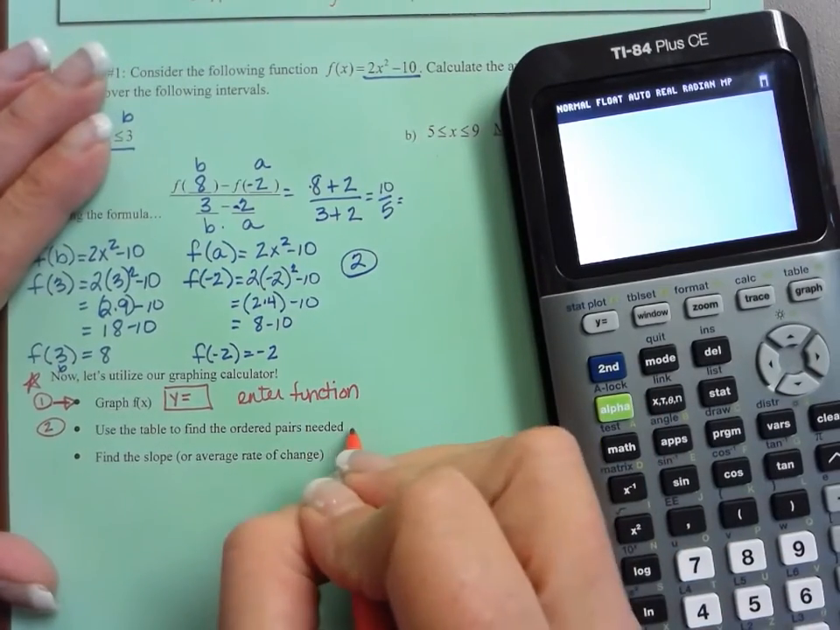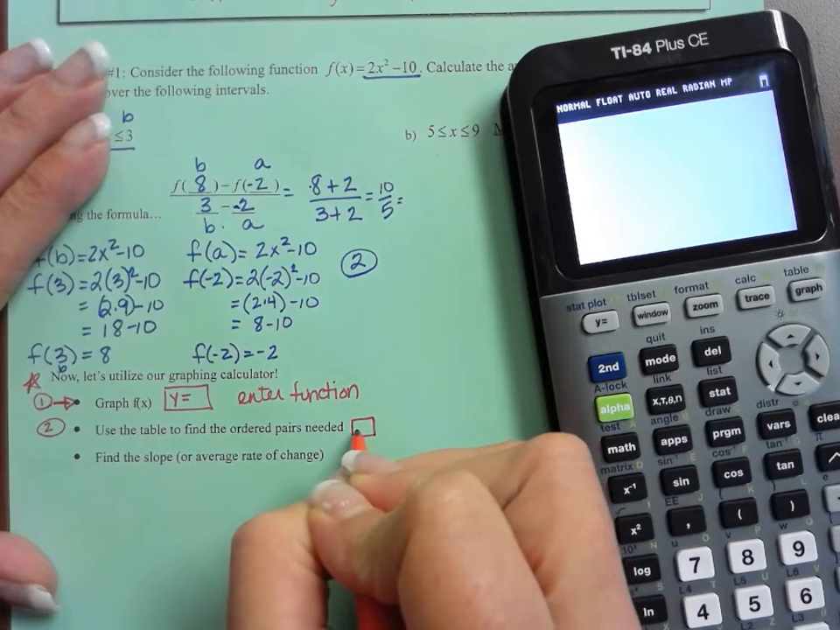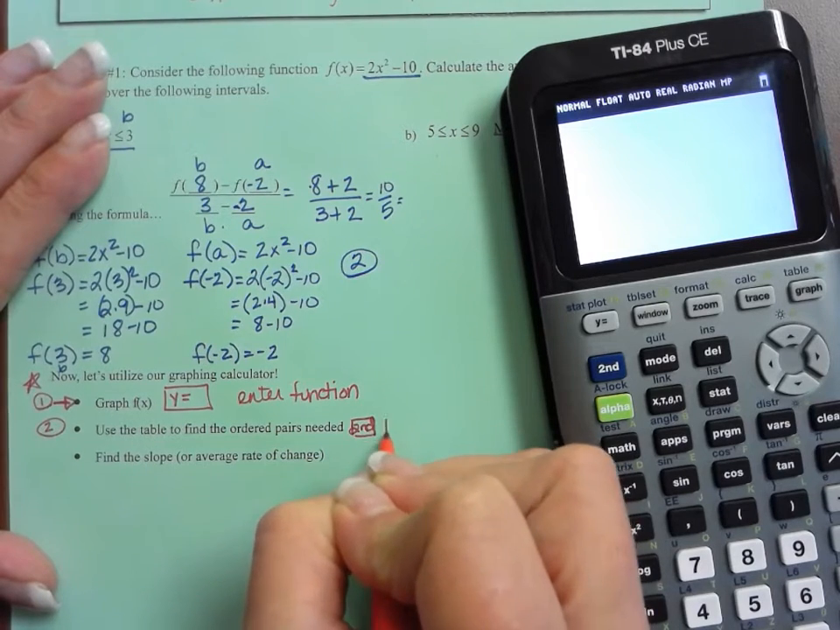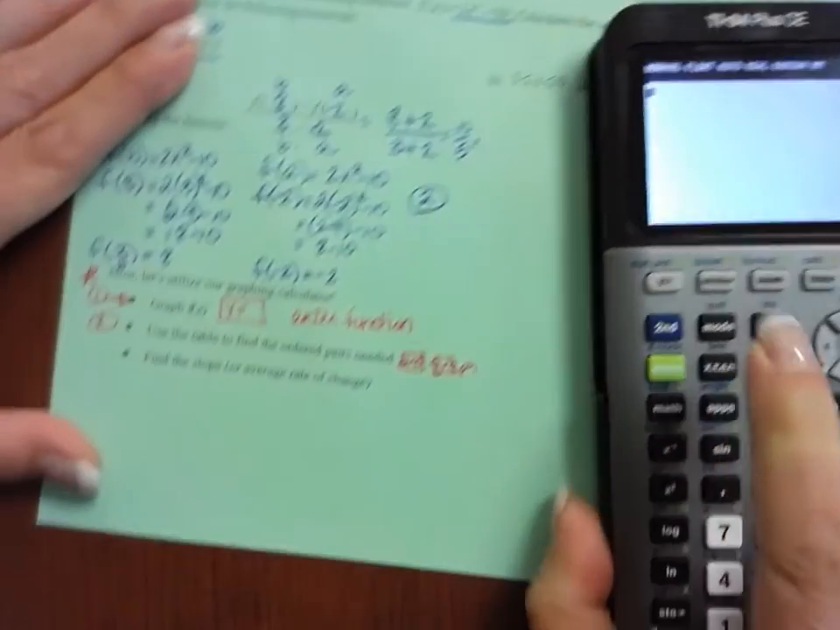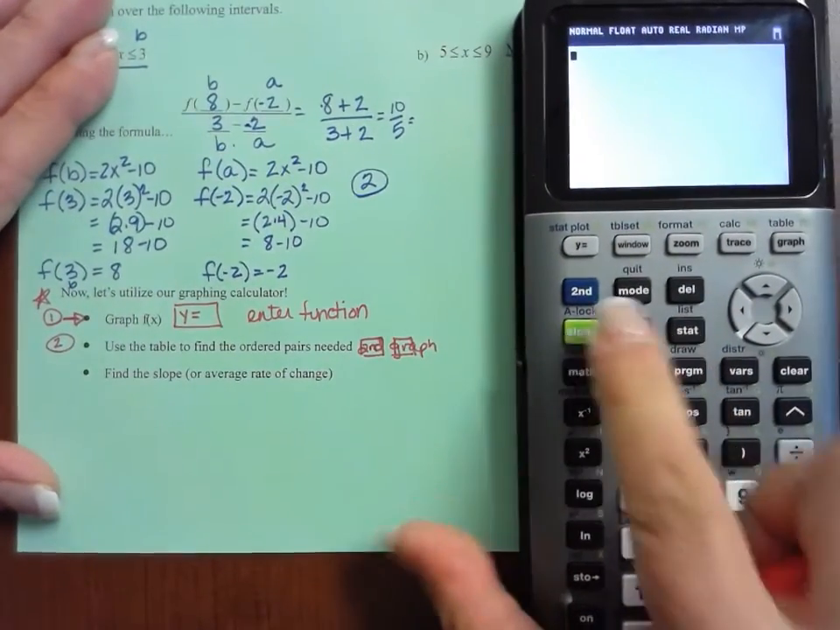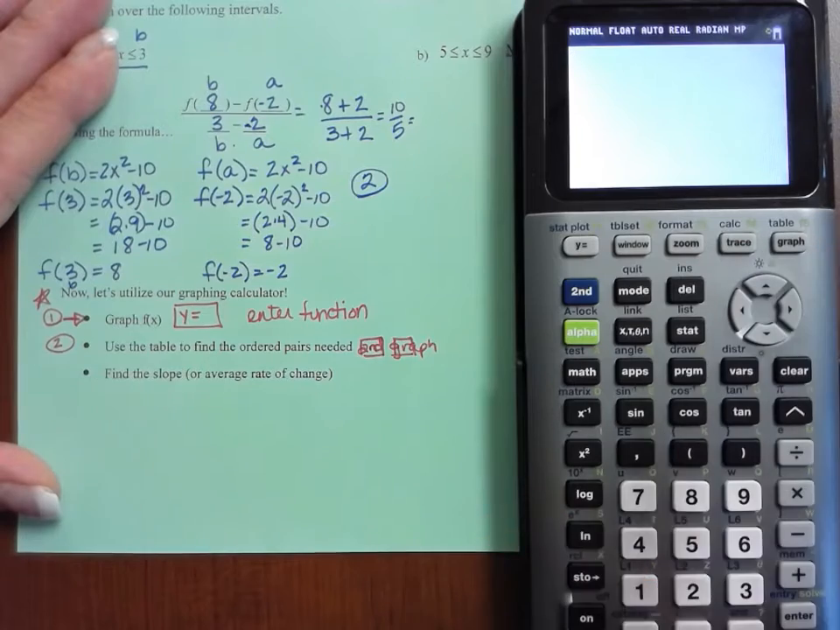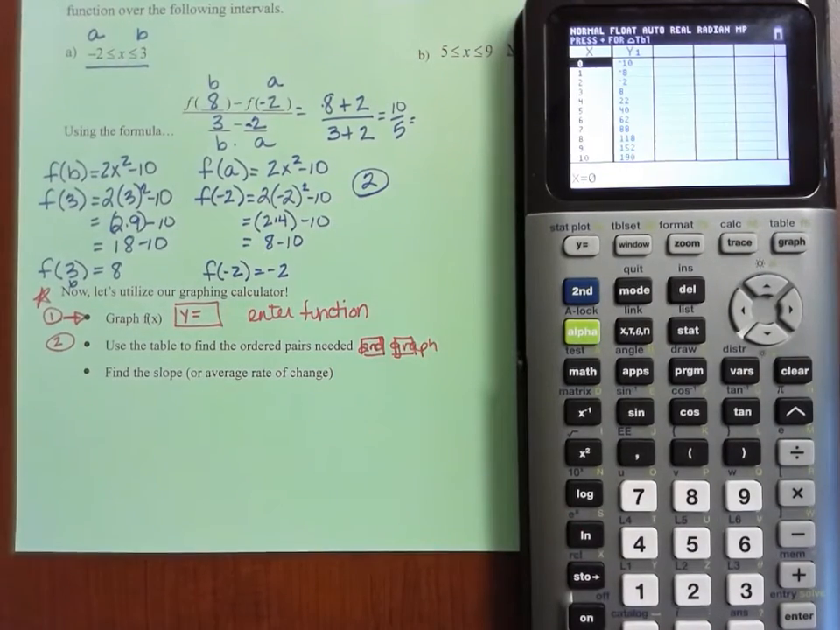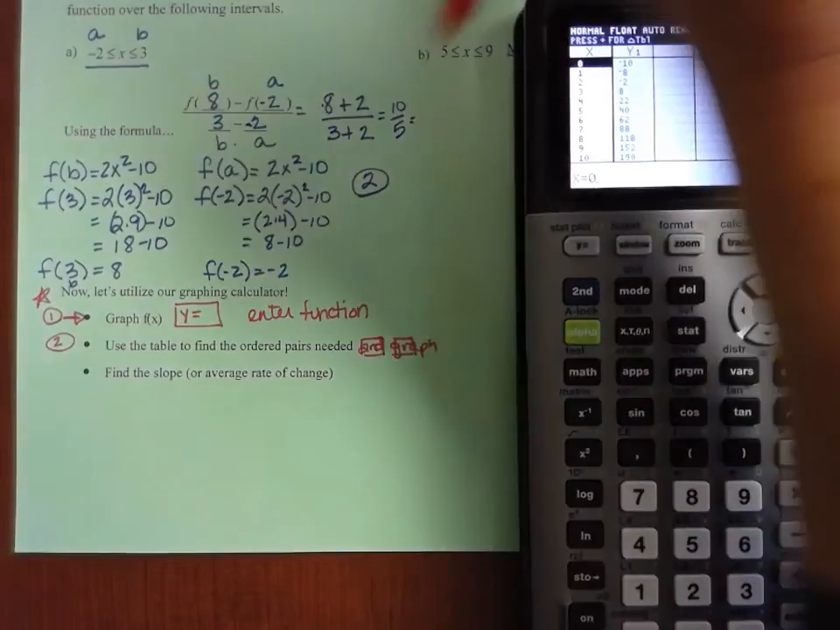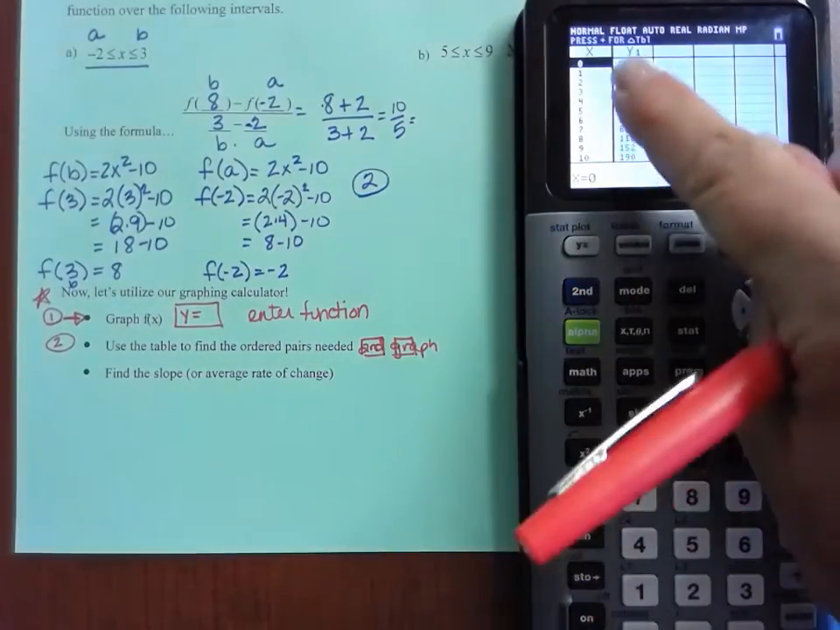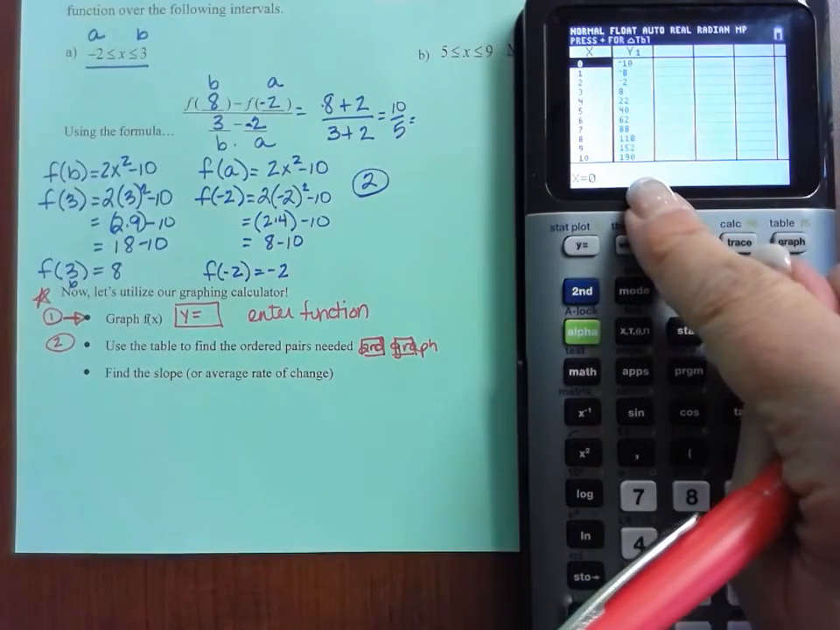So to find the table, you're going to hit seconds and then graph button. Okay? So I'm going to hit my seconds, graph button. And there's all my values. Oh, they're up here, Bobby, I'm sorry. Okay? And here's a table with all my values.